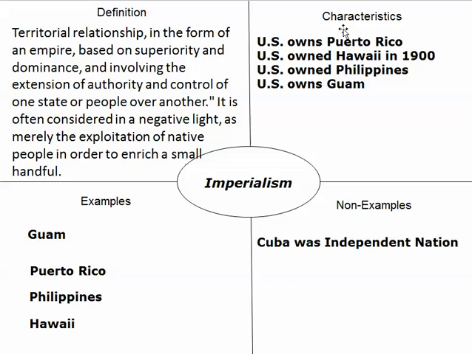But anyway, the characteristics here are the United States is going to own Puerto Rico, Hawaii, Philippines, and Guam. And that's the example of imperialism. And here's the examples. Cuba was an independent nation. Even though we forced them to put an American naval base in Guantanamo Bay, they were still an independent nation and were not part of the United States, so they wouldn't be considered an example of imperialism, although we wanted them.